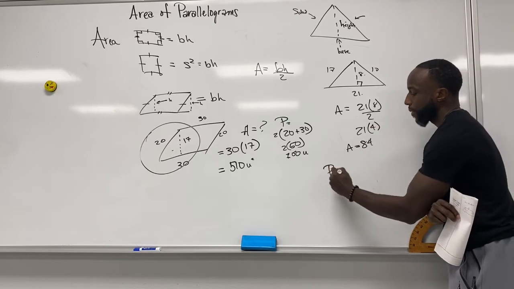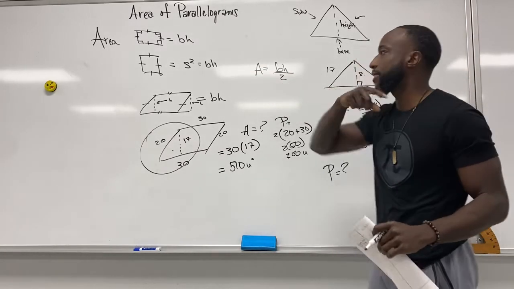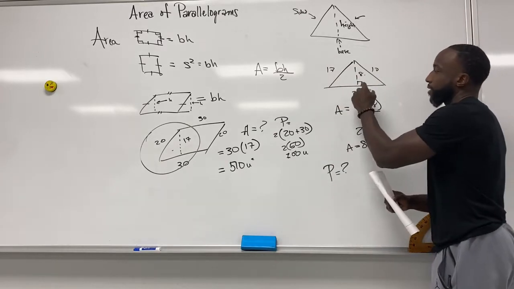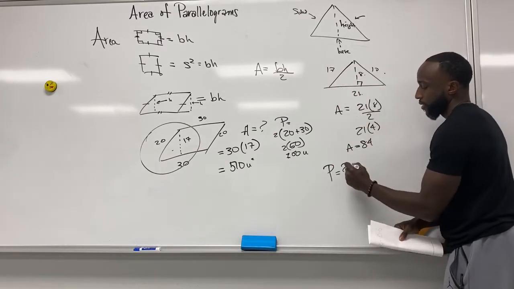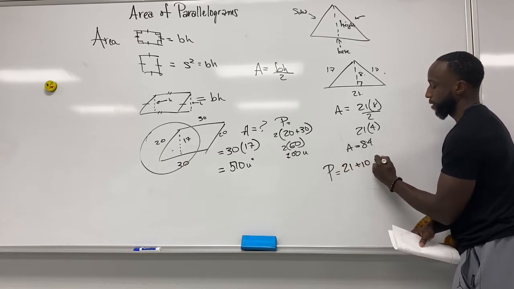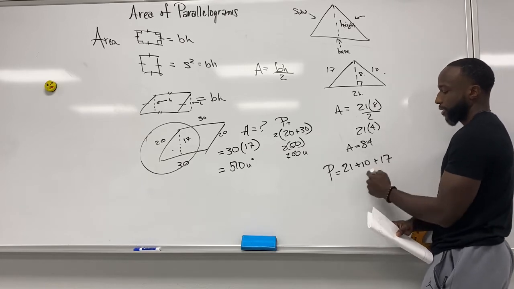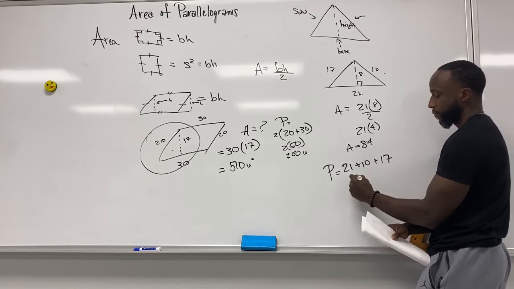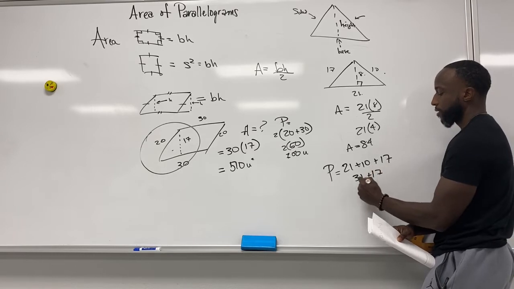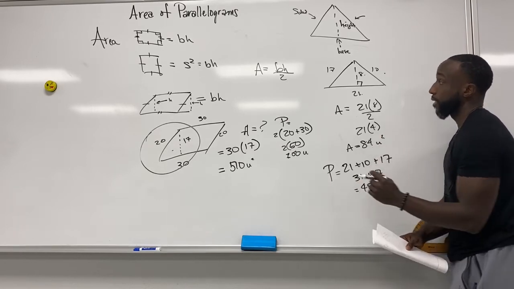What about the perimeter? The perimeter is the same as it is for a parallelogram. It's just the distance around. So you're just going to add 21 plus 10 plus 17. 21 plus 10 is 31. 31 plus 17 is 48. 48 units. So that's your perimeter.